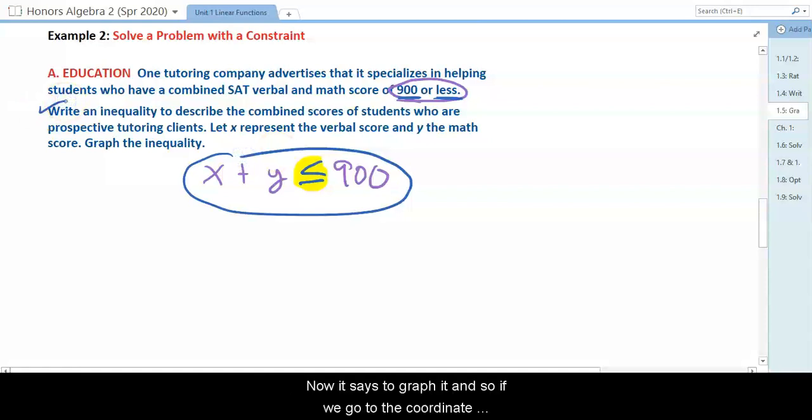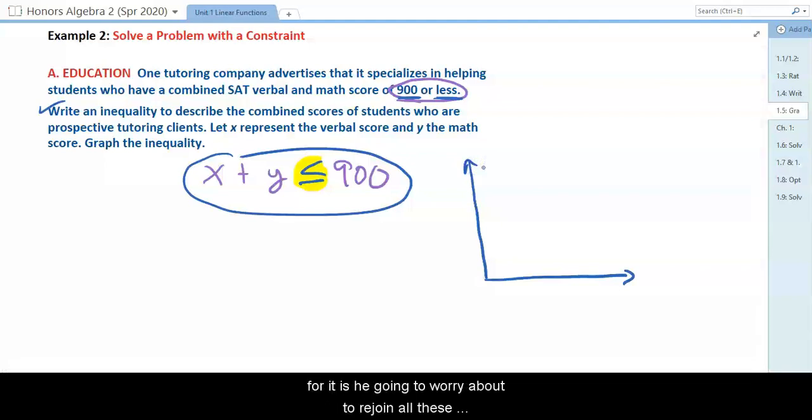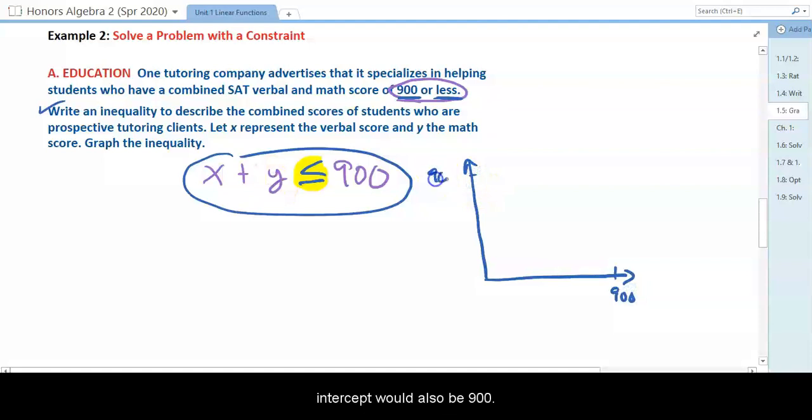Now, it says to graph it. And so if we go to the coordinate plane and we just sketch a little graph here, and I'll tell you that for your work today, I'm going to give you sheets for it. And so you don't have to worry about redrawing all these graphs. It'll be already printed out with the coordinate plane for you. But if we had to draw this out on our own, understand what our x and y intercepts would be. Well, our x-intercept would be 900 because 0 for y, and our y-intercept would also be 900.